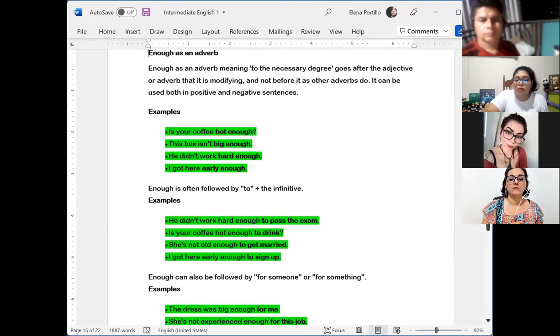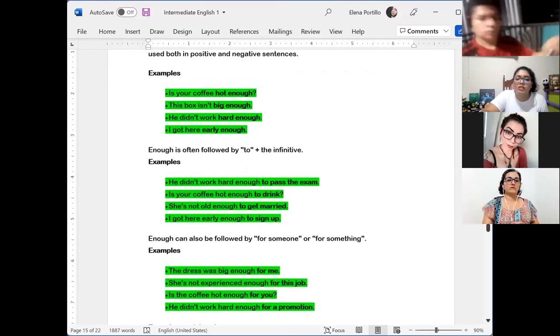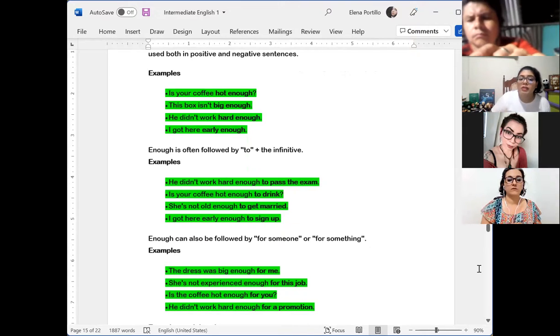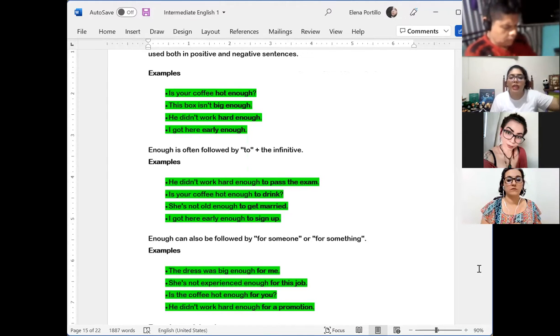Enough can also be followed by for someone or for something. Some examples: the dress was big enough for me. She is not experienced enough for this job. Is the coffee hot enough for you? He didn't work hard enough for a promotion. También lo podemos escribir seguido por alguien: for me, for you, for him, for something. No solo por los verbos en infinitivo, sino también por algo o por alguien, así como aparece en el ejemplo.